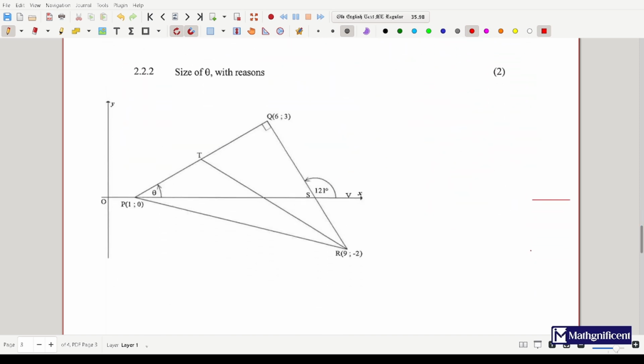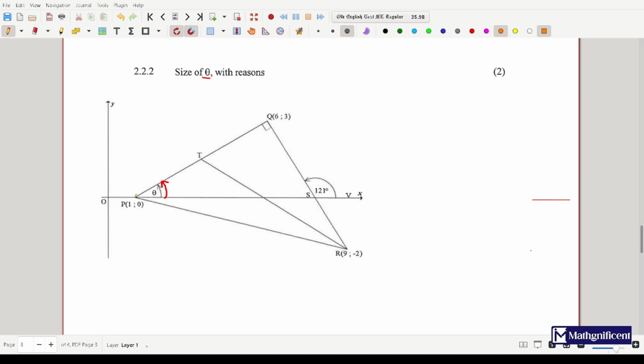Alright, so now we are on to our next question. It says that we must determine the size of theta, which is the size of this angle here, an angle from the x-axis to the line PQ. We can see that this is an angle, and to solve this particular question, let's look at this.